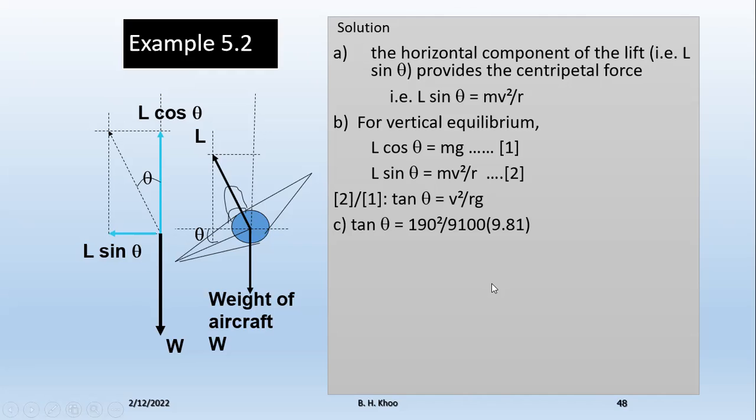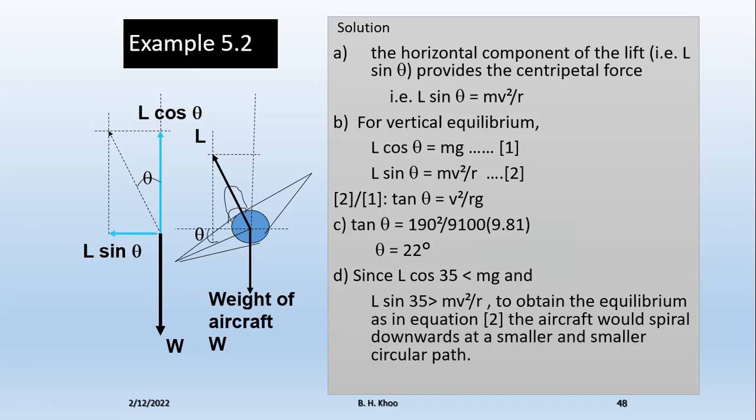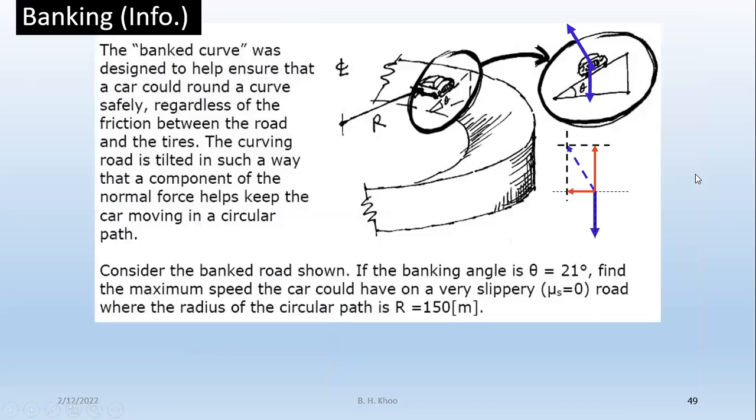Okay, then they are asked to find the angle. Put in the value, that's all: 22 degrees. You won't need to bother about the last part there. The application is just using this one. Okay, this is called banking.